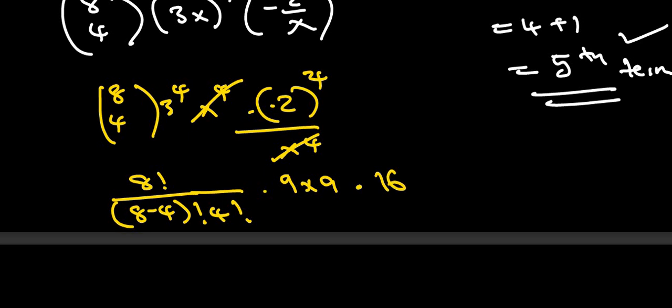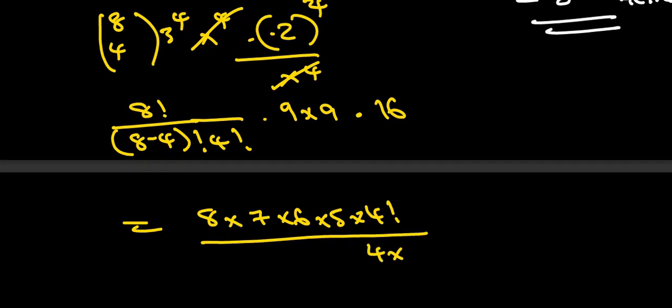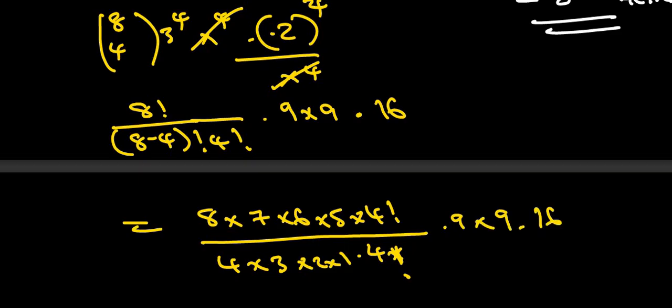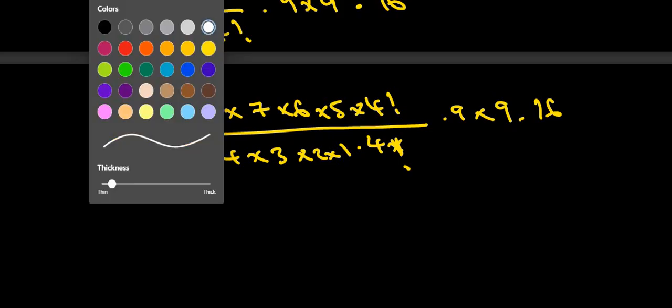Whatsoever number you're going to get is the 5th term. 8 by 7 by 6 by 5 by 4 factorial, down you simply have a 4 factorial. The other 4 factorial is simply 4, 3, 2, and 1. There's a multiplication here. We have a 9 and a 9 and a 16. So this will be easy to handle because they're just numbers and we just have to simplify.